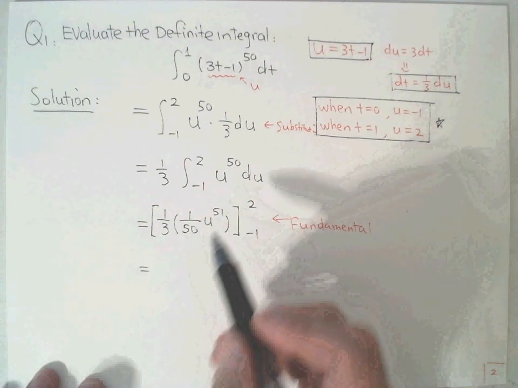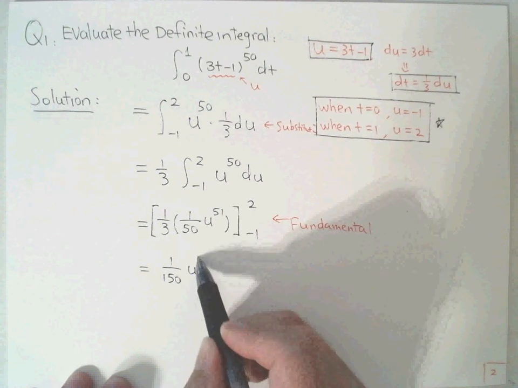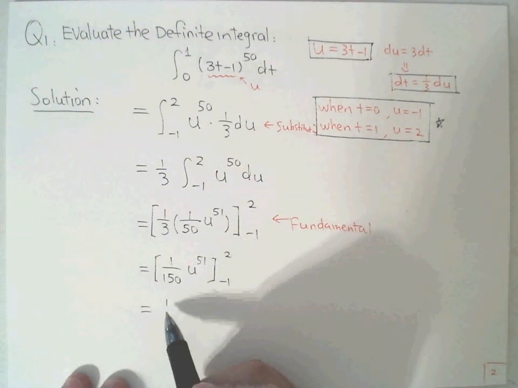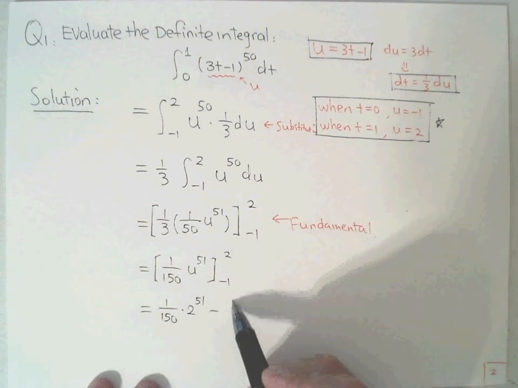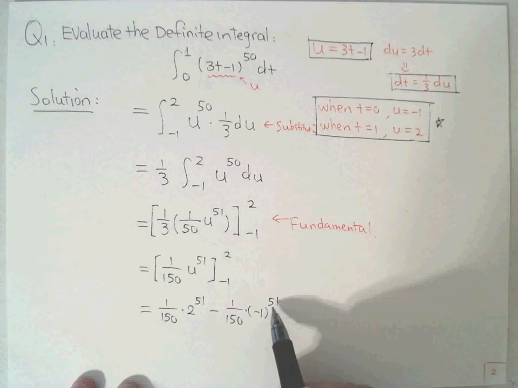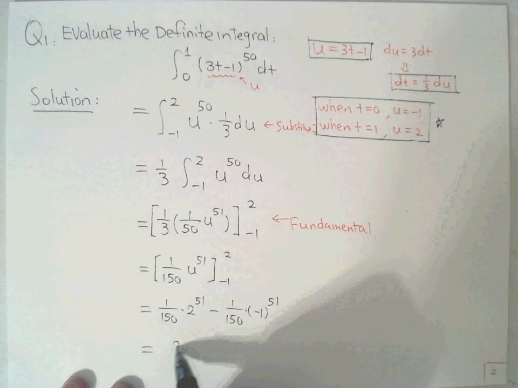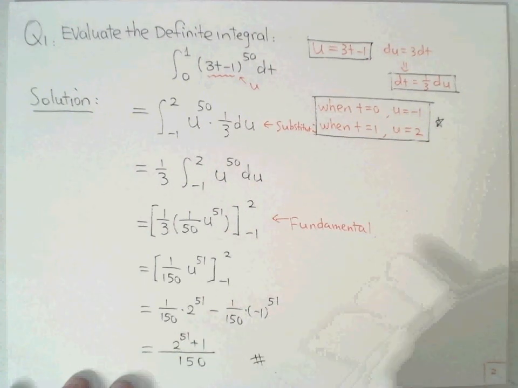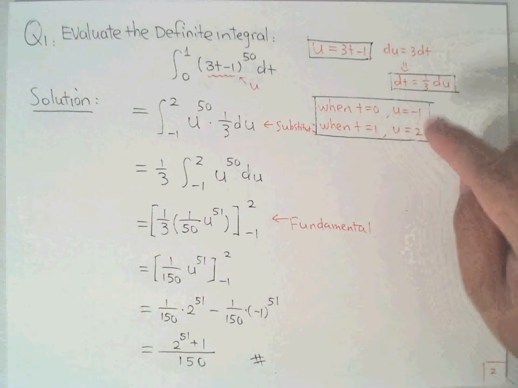I will do all the calculations. 3 times 50 is 150, so 1 over 150, times u raised to the 51st power, from negative 1 to 2. Plug 2 in: 1 over 150 times 2 raised to the 51st power, minus, plug negative 1 in: 1 over 150 times negative 1 raised to the 51st power. Negative 1 raised to the 51st power is negative 1, right? So this goes to plus. Therefore, putting it together, we get 2 raised to the 51st power plus 1, divided by 150. This is the exact number. Okay, it's good. This is the first step. See, the most important thing is there: this is one more step than substitution for indefinite integrals. Don't miss this step.